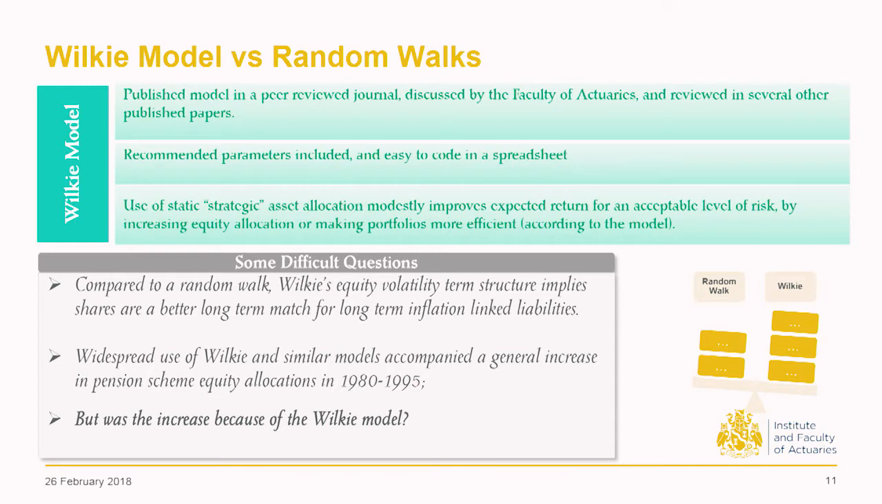One was, during the 80s and 90s, there was an increase in the use of stochastic modelling, the Wilkie model and those sort of models, for pensions asset liability studies. And at the same time, there was a general increase in the equity proportion of a typical pension fund asset allocation. And we don't think we've quite got to the bottom of what was the cause and effect.